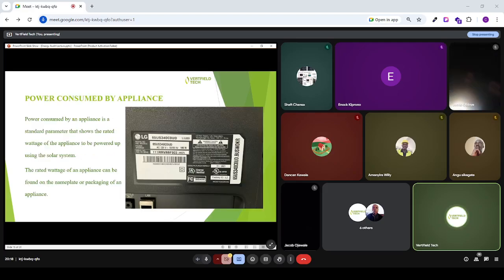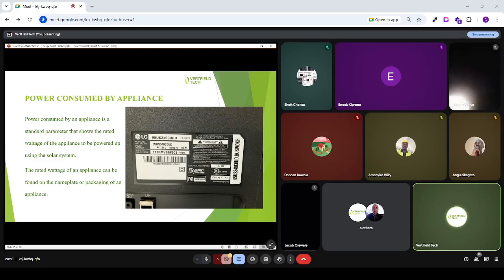The power consumed by the appliance typically shows you the rated wattage of the appliance to be powered up. And how do you get this wattage? It is gotten from the nameplate of that appliance.